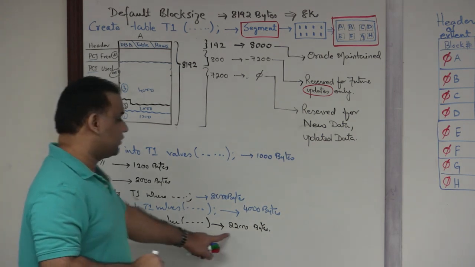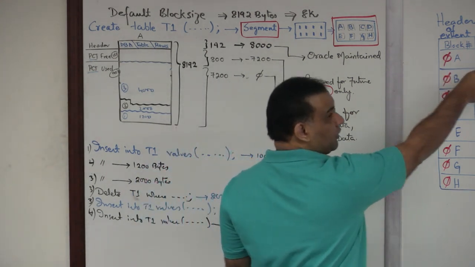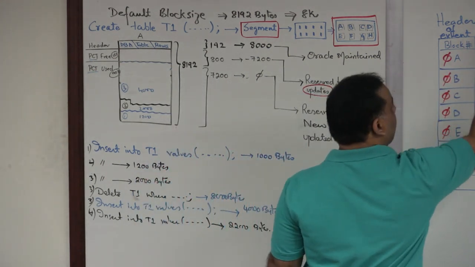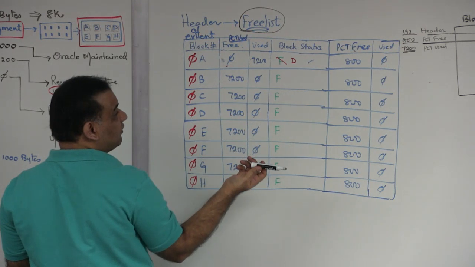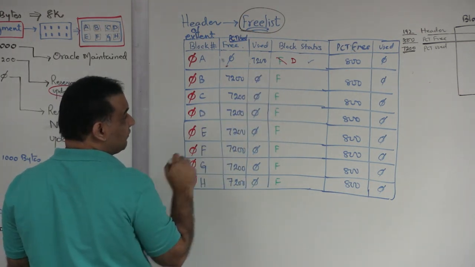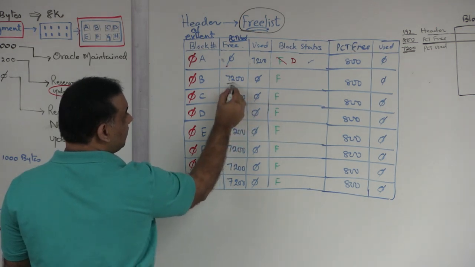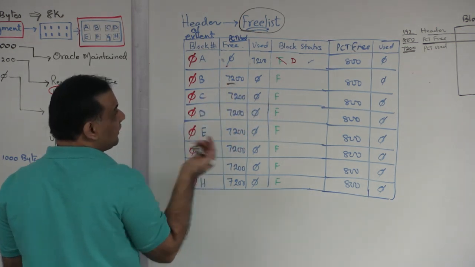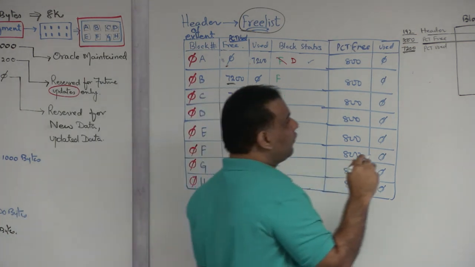The fourth row requires 2200 bytes. Obviously it is going to look into the free list here, and it will say which one has the 7200 bytes available, or at least 2200 bytes. No, this one does not have 2200 bytes available. Does this one have 2200 bytes free? Yes, it does. So it is going to go there for row number 4.